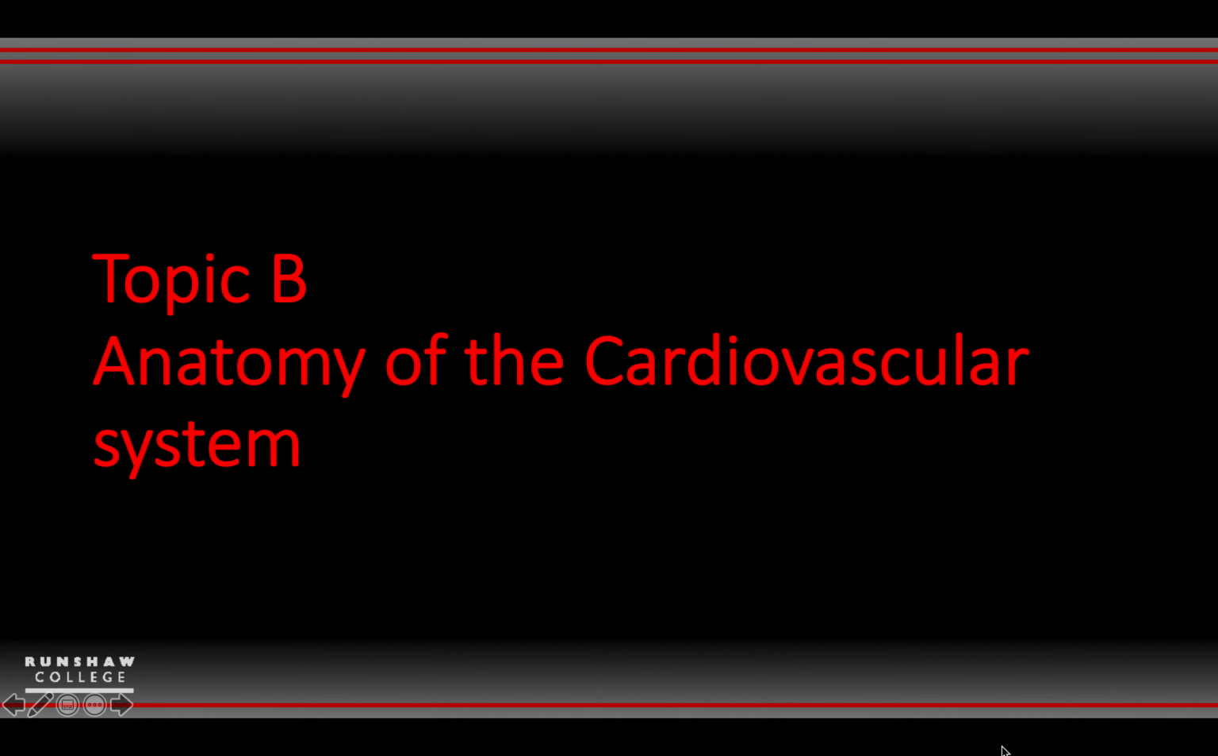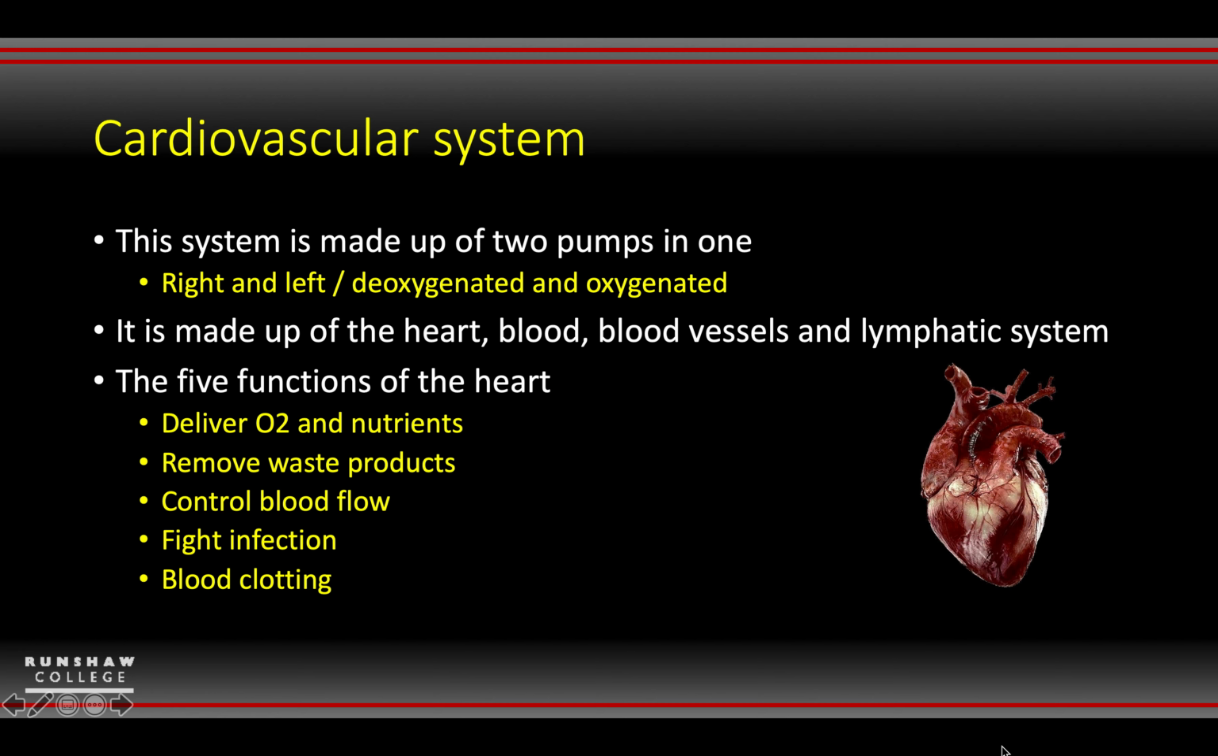Okay, we're going to look at the cardiovascular system now, topic B. This system is a pump, okay, it's basically your heart, and it's got 5 major functions, all of which work with the heart, the blood vessels, and something known as the lymphatic system, which we'll get into. So the main function is to deliver oxygen and nutrients. Okay, that's function number 1.